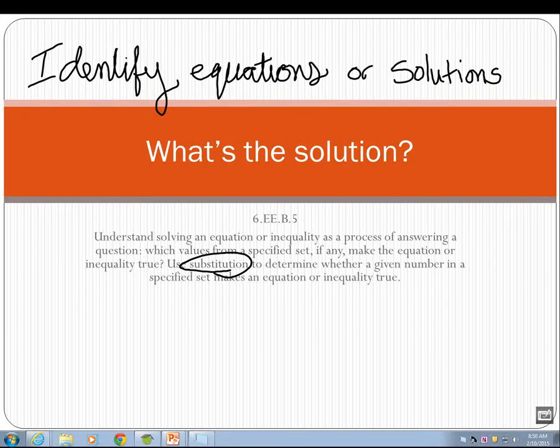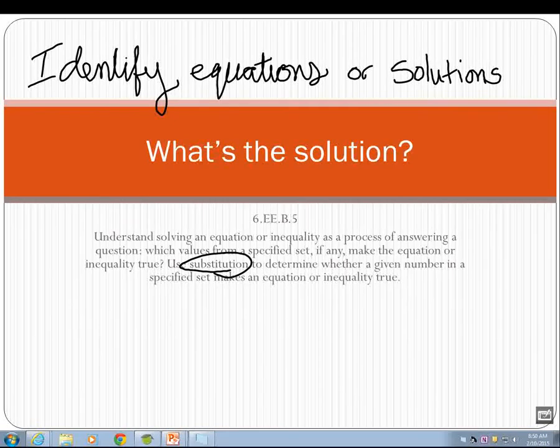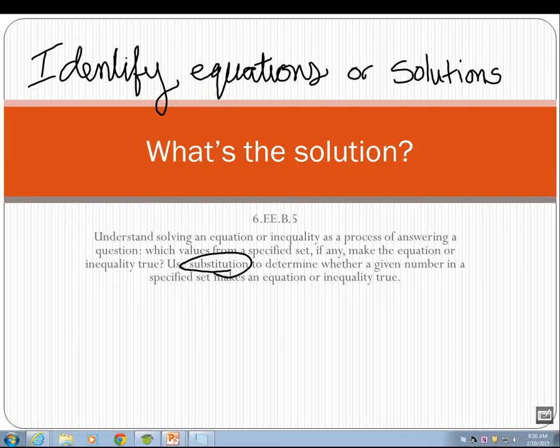Isn't the inequality sign also an equal sign with a line through it? Yep, that means not equal. Very good. And that'll come up again this year and next year and all that stuff.